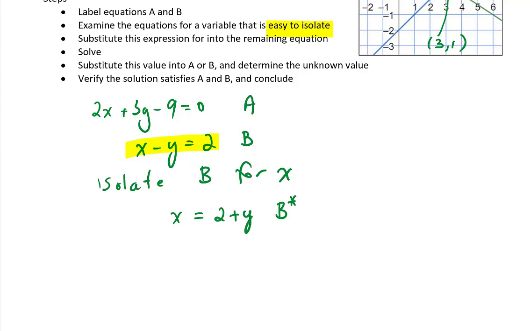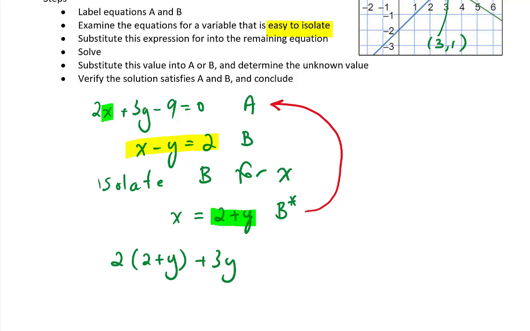And now step 3 says substitute this expression into the remaining equation. So I'm going to take this modified equation B and sub it into the other equation, which is A. Let's go through that. Wherever I see an x, which is right here, I'm going to replace it with 2 plus y. So I'm going to have 2 times (2 plus y), plus 3y minus 9 equals 0.